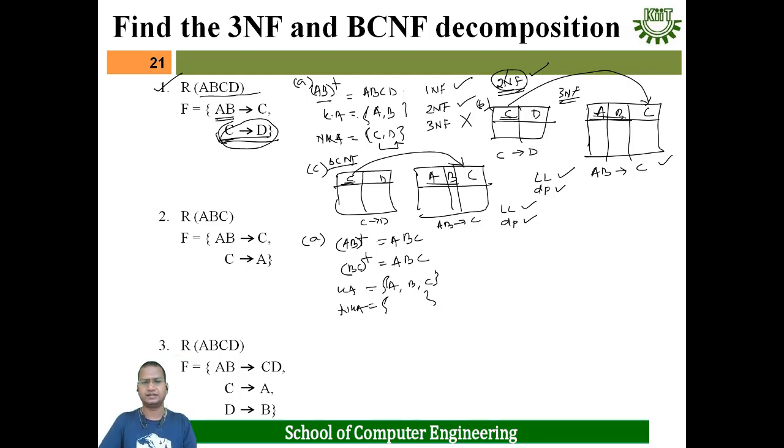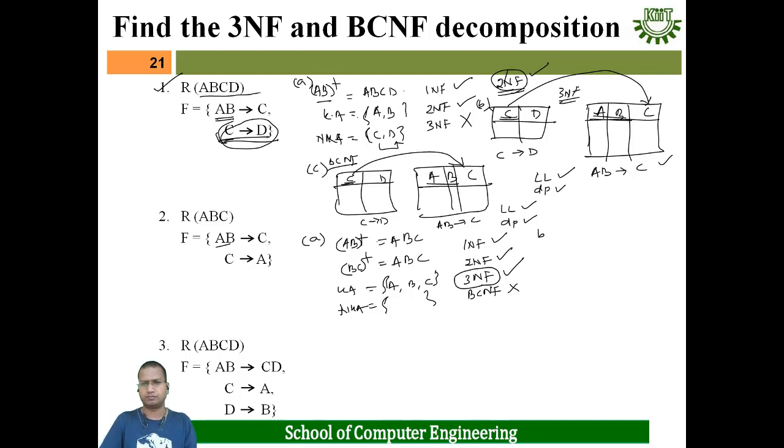Okay. Then we have to find out the highest normal form. Is it in 1NF? Yes. 2NF, is there partial dependency present? No. That means it is in 2NF. Is a transitive dependency present? No. That means it is in 3NF. Okay. Is it in BCNF? All the left hand side parts should be key. Yes, AB is a key, but C is not a key. That means it is not in BCNF. That means the highest normal form of this relation is 3NF.